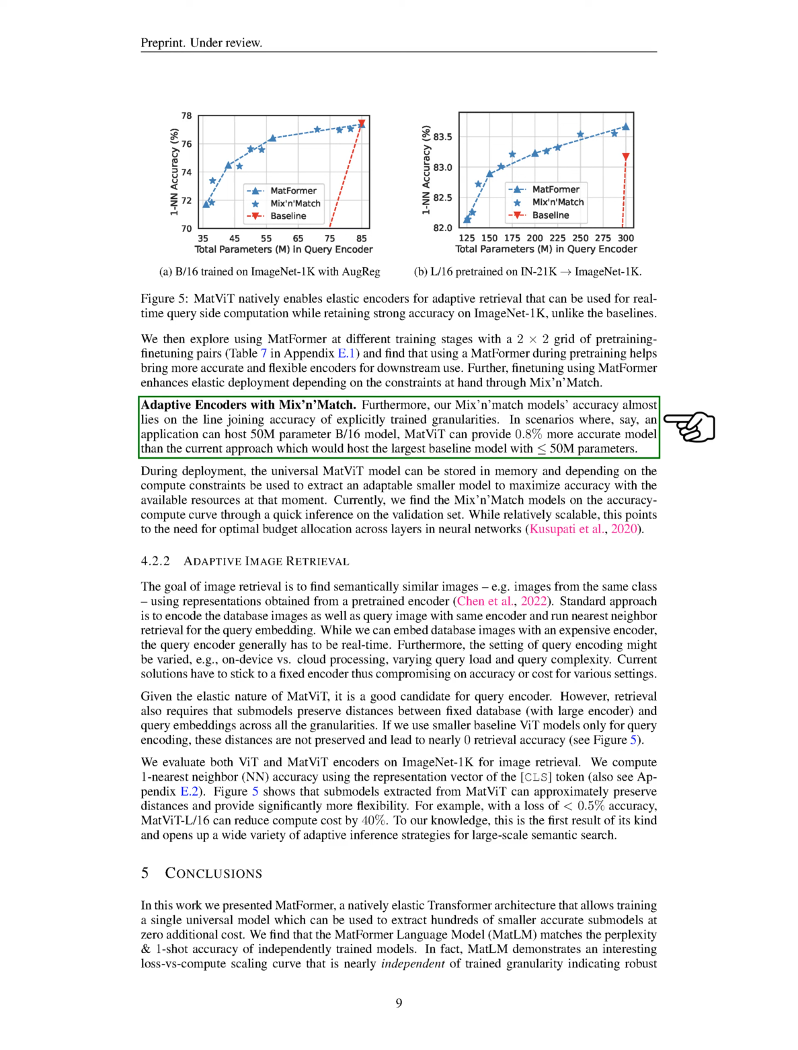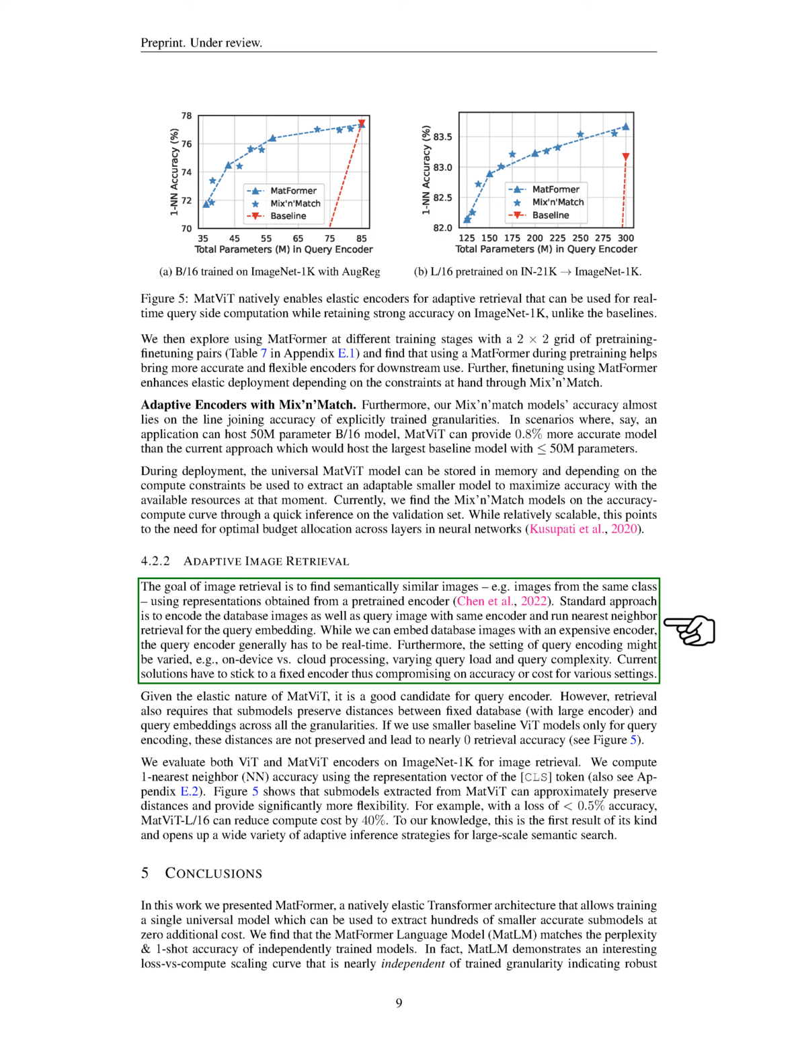We also introduced mix-and-match models, which almost matched the accuracy of explicitly trained models. In scenarios where an application can only host a 50 million parameter model, MatViT can provide a model that's 0.8% more accurate than the largest standard model with less than or equal to 50 million parameters.